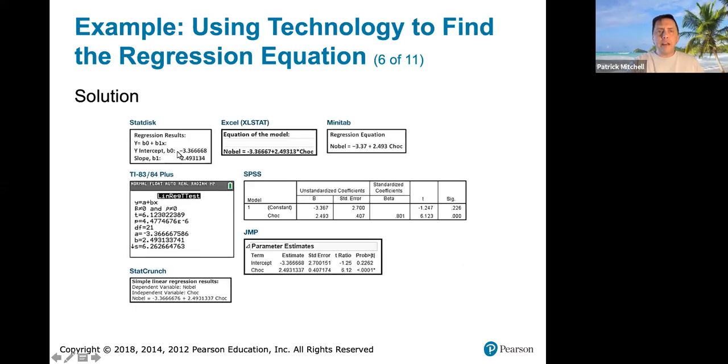So here are those technologies. Here's StatDisk, XLStat, which is a plugin for Excel that I actually tried to install myself at the beginning of the semester and gave up after a while. Minitab, SPSS, for those of you who have a TI-83 or 84 graphing calculator, it looks like this. I've never even heard of JMP. And then StatCrunch, which you've seen sometimes in your online homework.